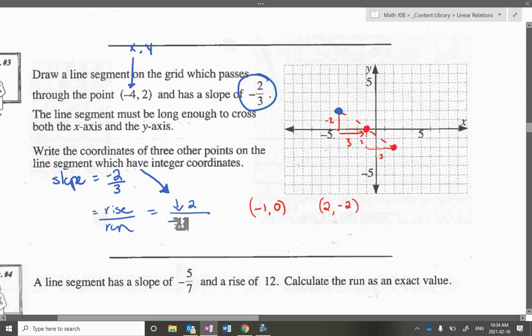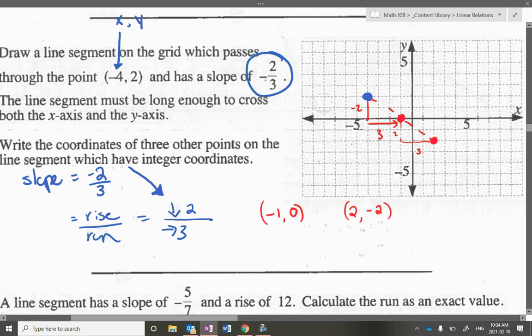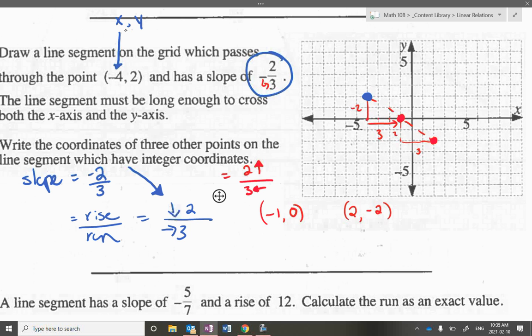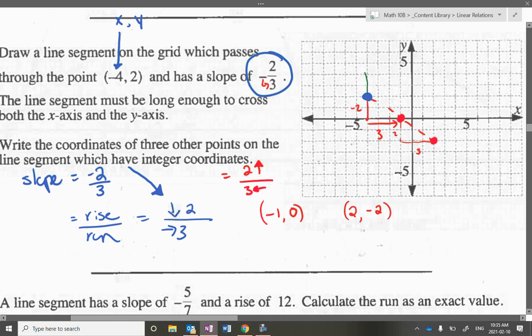So I could also interpret this with the negative on my 3. So you could also think of it as going up 2 and then 3 to the left. So I'm going to go back to my original blue point, and if I count upwards 2 and then 3 to the left, I could have a point over here. That's still in that same line. So that's (-7, 4). So you can go in either direction with this, is what I'm getting at.